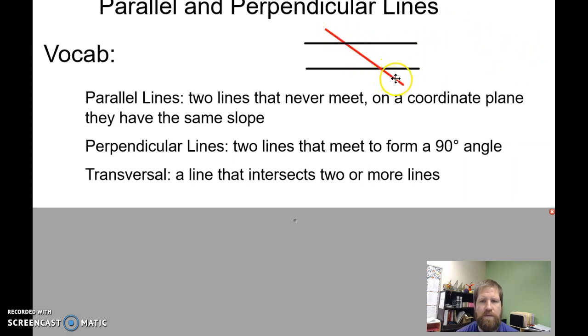Okay, and a transversal is simply any line that intersects two or more lines. So you can have a transversal going this way, you can have a perpendicular transversal, it can go that way, it can be a really shallow line, or a line with a really shallow slope, but it's going to intersect at least two other lines.